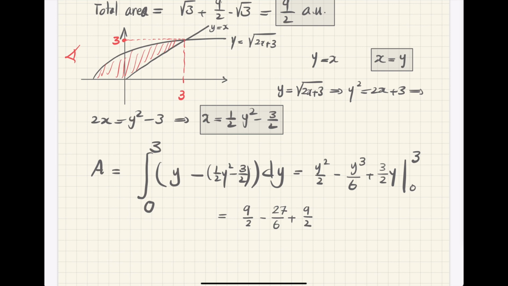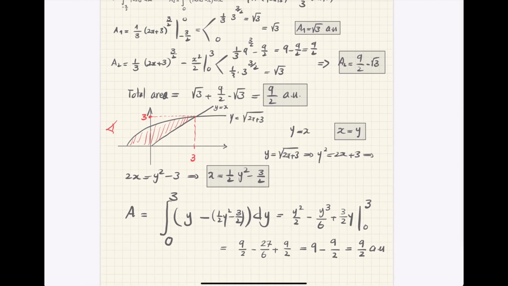Okay, let me simplify. 9 over 2 plus 9 over 2 is 9. 27 over 6, let me simplify by 3. It becomes 9 over 2. And 9 minus 9 over 2, it's nice, yes? Do you agree with me? This is just a one-line solution to the problem. But I will consider it a hard problem not because the solution is simple, but because coming up with the idea of solving the problem in this way might be hard if you don't have enough experience. So from my perspective, this problem is definitely a level 3 problem, no matter how you want to solve it. Are there any questions here?